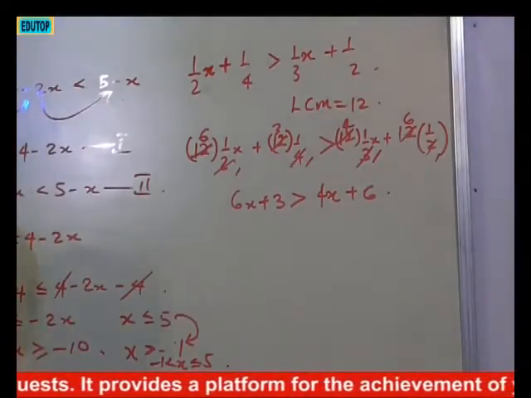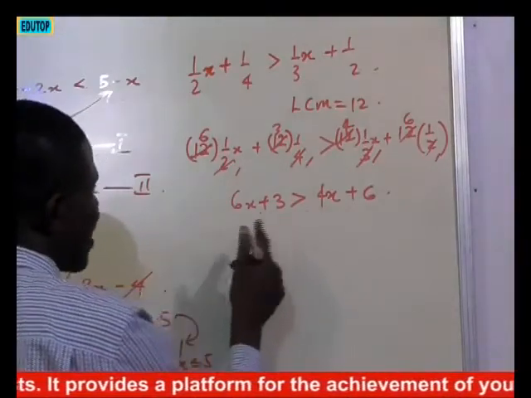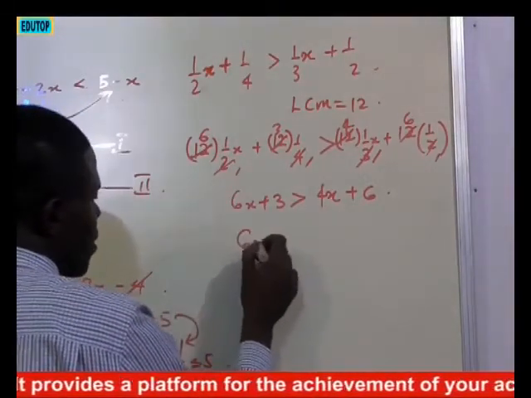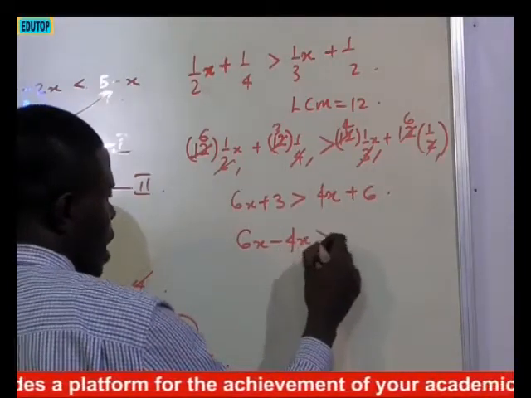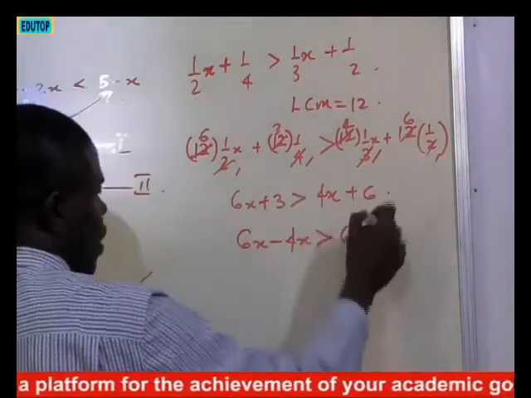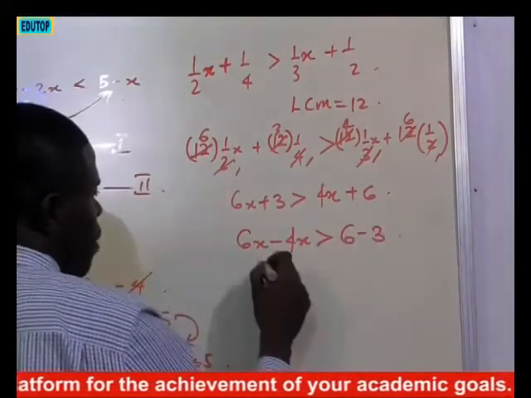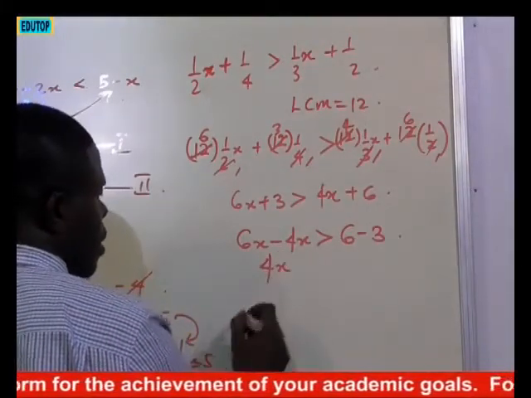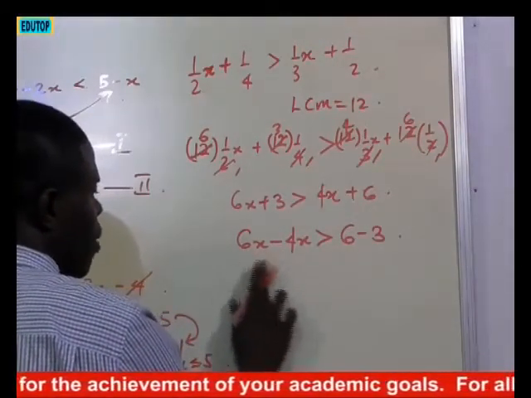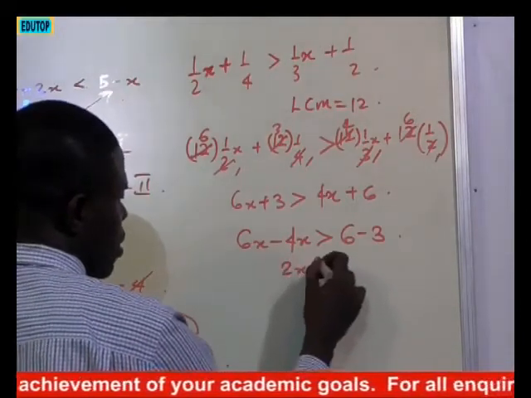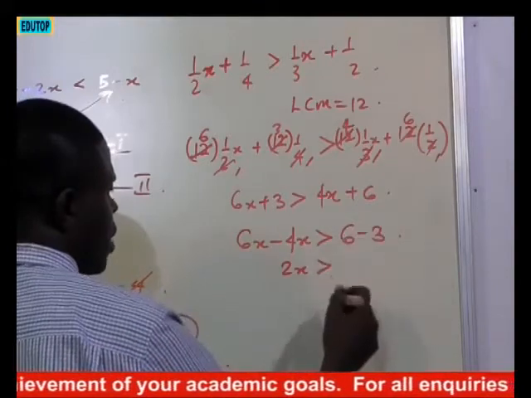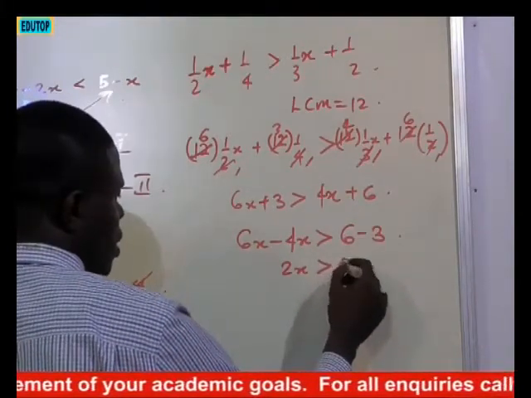So in this regard, then we collect like terms. 6x is here. Then when this one comes here, it becomes minus 4x. Greater than 6 is here. When this one goes to that, it becomes minus 3. So I have 6x minus 4x, that's 2x. Greater than 6 minus 3, that is 3.